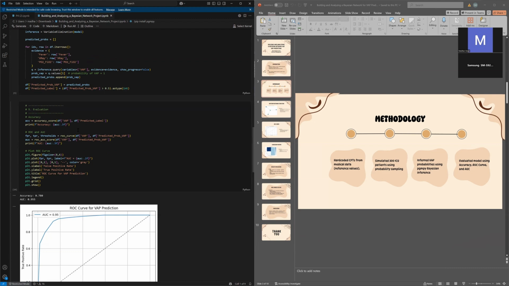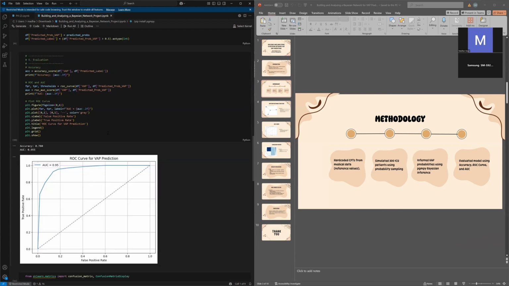I'll briefly go over just the ROC curve part. What we see is our false positive rate and true positive rate, and the area under the curve is 0.95. I'll go ahead and hand it over to Naima now, who's going to explain the rest of it. Thank you.